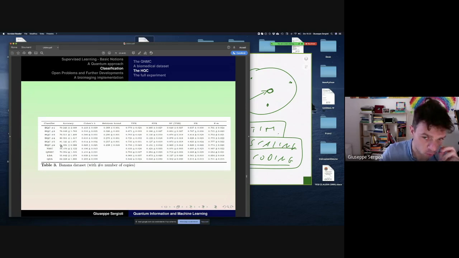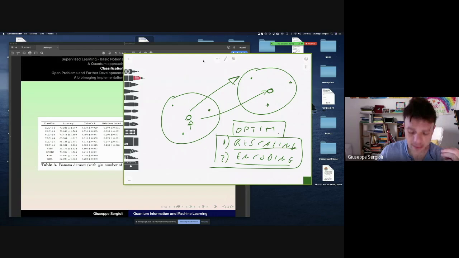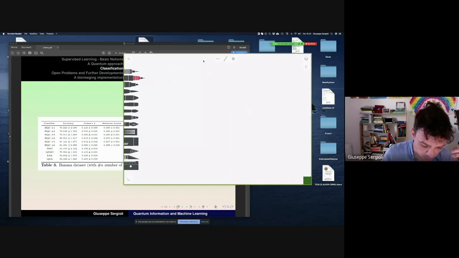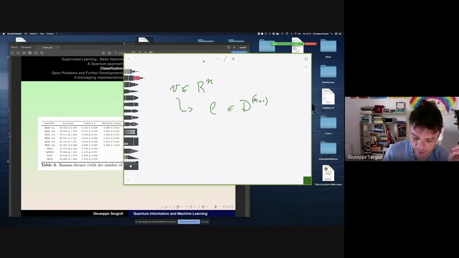Of course, what I want to say is that making a copy of each object is not free of any price. Let us consider a dataset of a given number of data. If you have a vector V in Rn, we know that if we encode it as a density pattern, we obtain a density operator that belongs to dimension n plus 1, that means (n plus 1) square matrices.